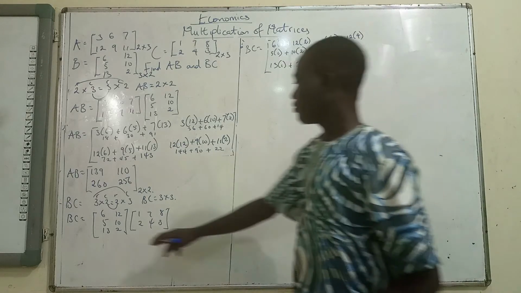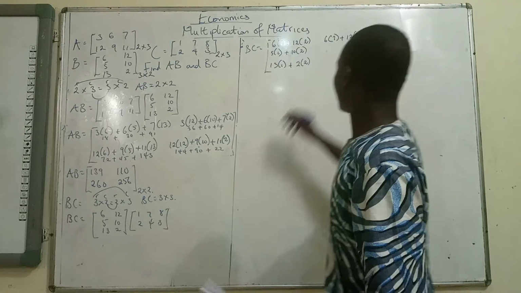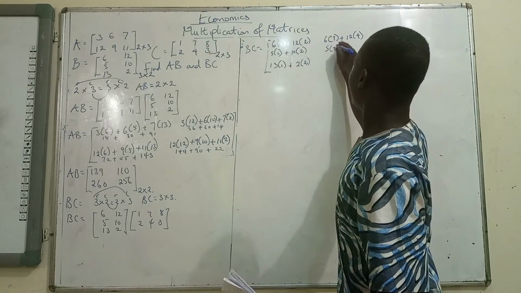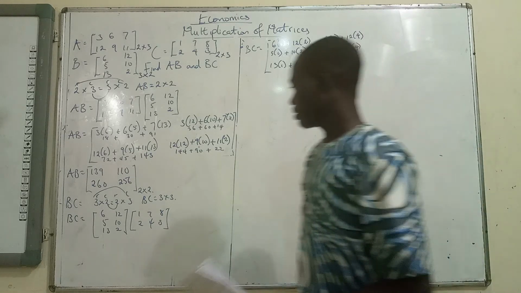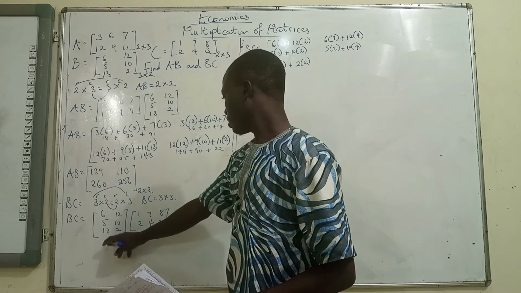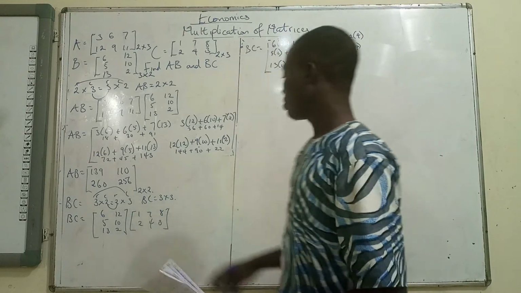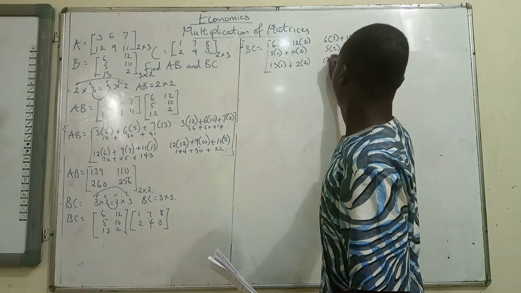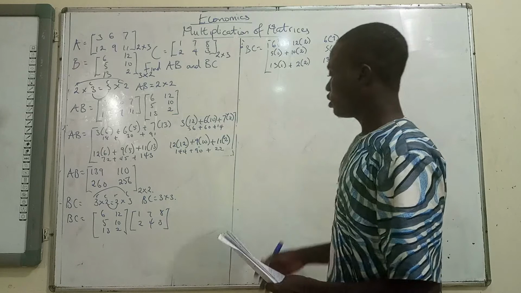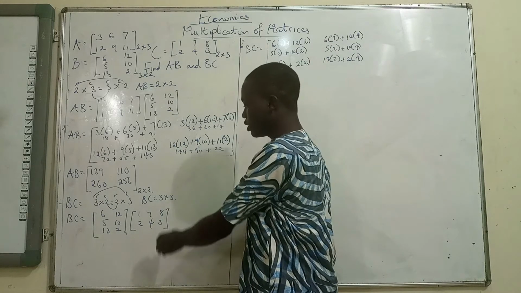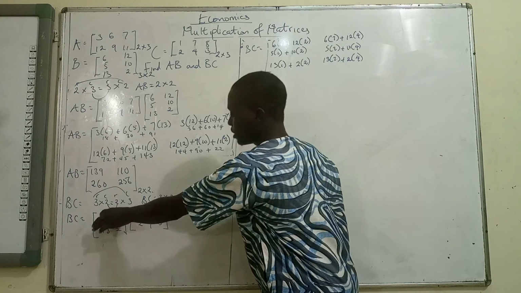Okay, then we have 5 multiplied by 7 plus 10 multiplied by 4. Okay, then we have 13 multiplied by 7 plus 2 multiplied by 4. So we are done with this column as well. So we move to the third column, multiply through again. So this row and this column, we start from the beginning again.